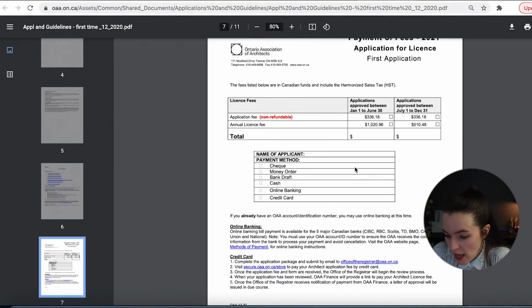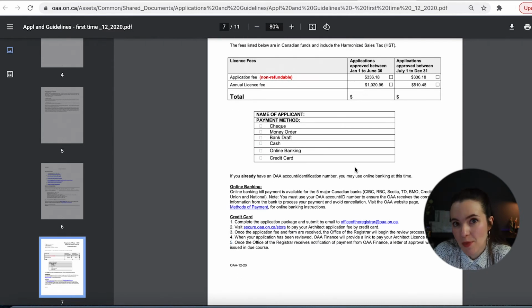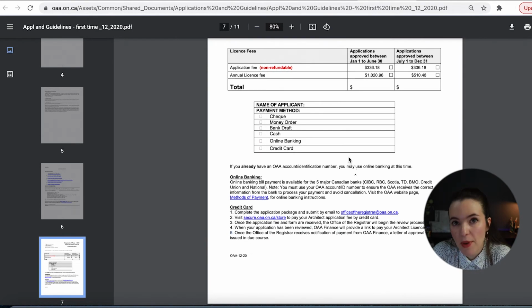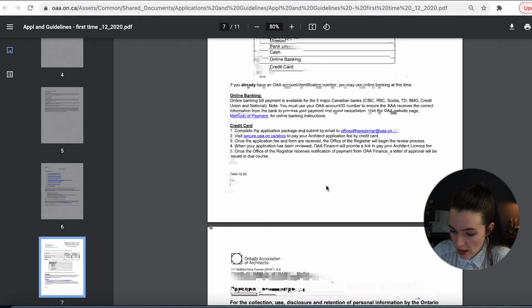And then you also have a few options for the payment method. There is a bit of a fee associated if you are paying through credit card. So that's something to keep in mind. It's not listed here that you get a fee charged, but that is what the OAA told me. So maybe if you are thinking of paying with the credit card, do double check with the OAA. Otherwise, your best option is to do online banking. So that is your annual fees.